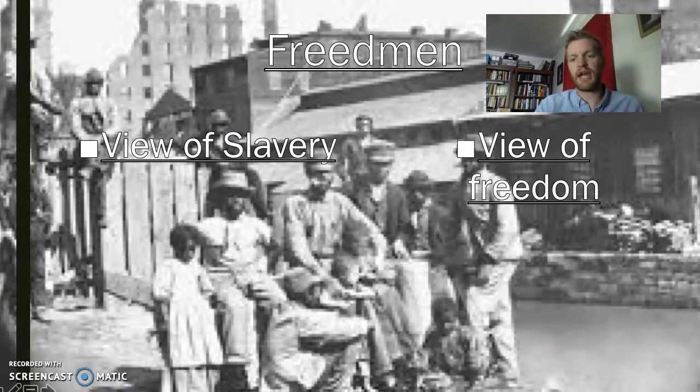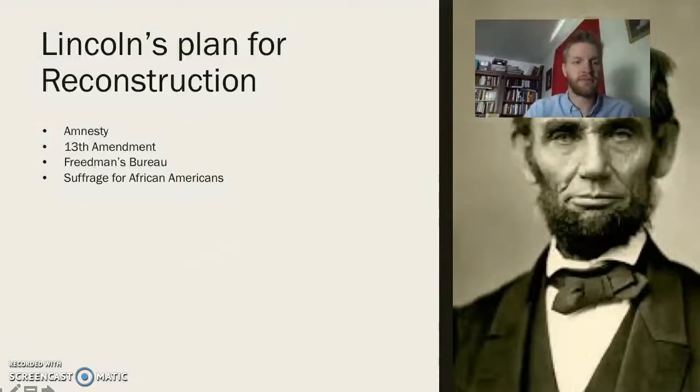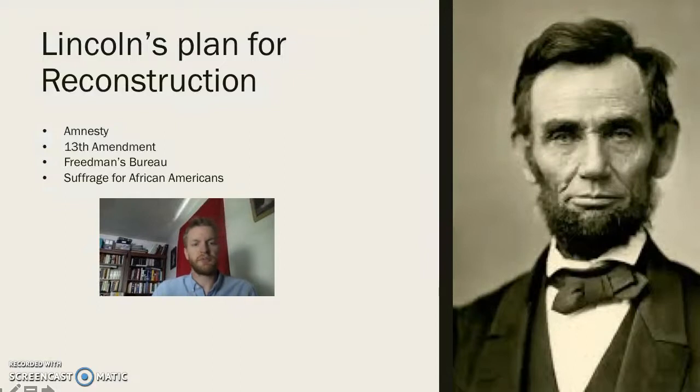So now let's look at how they plan to put the country back together. Lincoln's plan was very basic. Essentially, he wanted to grant amnesty to almost everyone except the Confederate office holders. He said that 10% of state populations had to agree to a plan for statehood in order to be welcomed back into the Union. Very low percentage, very generous.